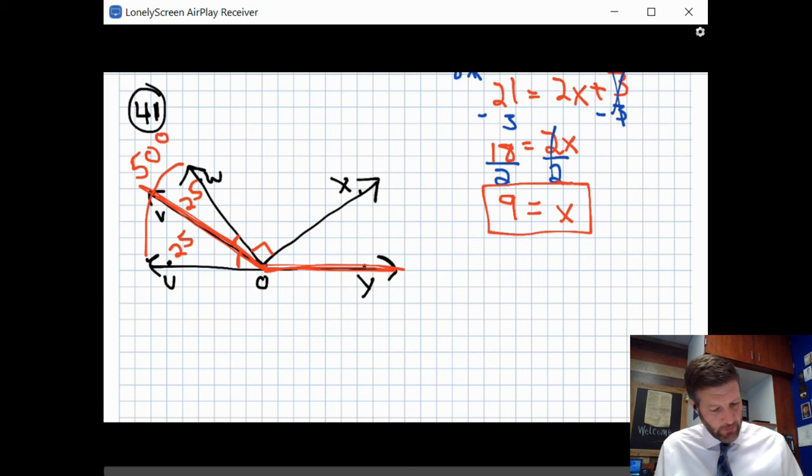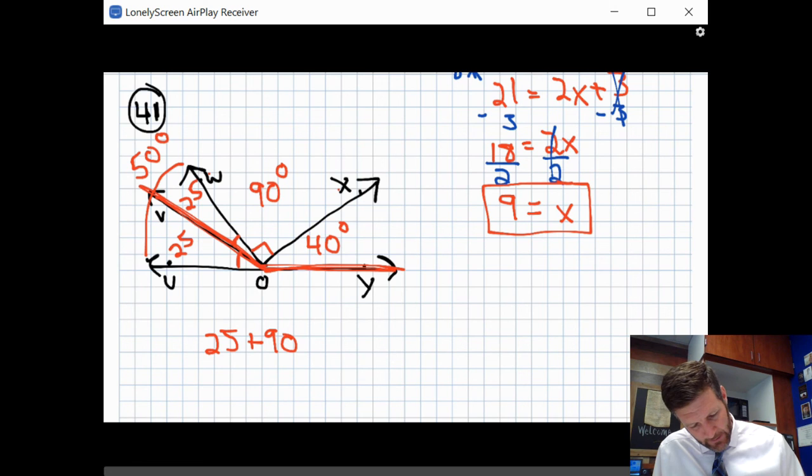Well, let's fill in what we know. I know that this piece up here is 25. This piece with the little right triangle in there, that means that WOX is a right angle, which means it's 90 degrees. And so do I know what XOY is? Yes, actually, if I look in the drawing, they gave that to me. I forgot to put it in. That's 40 degrees. So there we go. I've got the three pieces of angle VOY. And so I simply need to go 25 plus 90 plus 40. And should have the total. That's going to be 130 plus 25. So that is 155 degrees. And I can see that that is letter D.